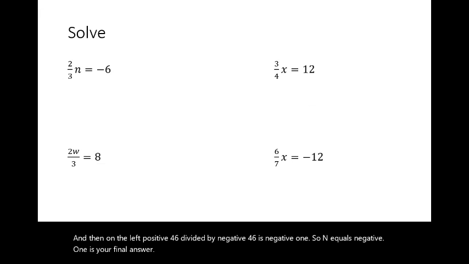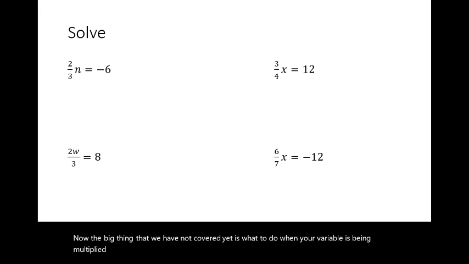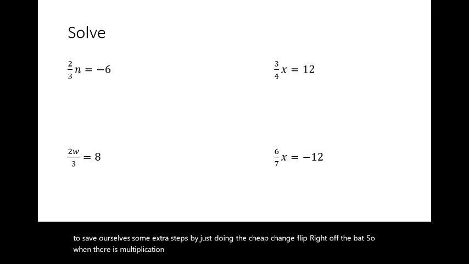Now, the big thing that we have not covered yet is what to do when your variable is being multiplied by a fraction. Remember, dividing a fraction involves keep, change, flip. So we're going to save ourselves some extra steps by just doing the keep, change, flip right off the bat. So when there is multiplication by a fraction, what you're going to do to get rid of it is multiply both sides by the reciprocal.